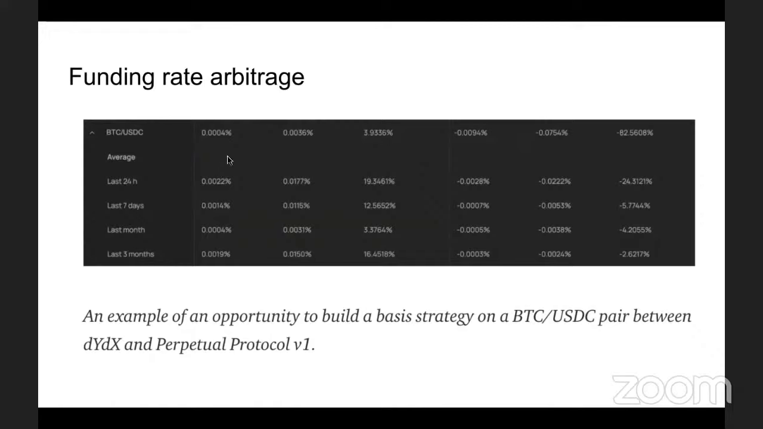This is an example for BTC. So statistically, there was a big difference in terms of funding rate between dYdX and Perpetual Protocol V1. And that could happen for almost every two exchanges. Sometimes the funding rate is fairly similar, but this funding rate arbitrage could happen between centralized exchanges and decentralized exchanges.